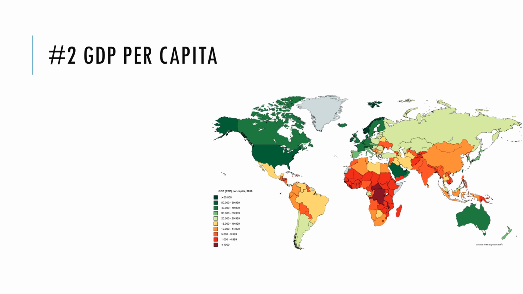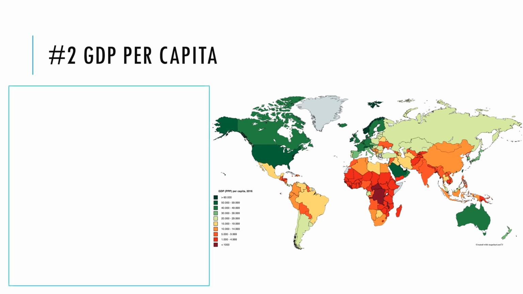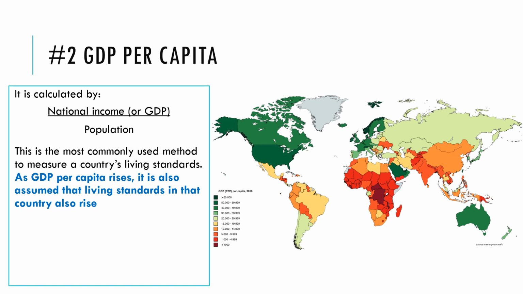Okay, our second indicator of growth is GDP per capita. This is calculated by taking the GDP, the national income, and dividing it by the population, so saying how much is being produced per person. This is commonly used to measure a country's living standards. As the output per person rises, you could assume that there are more goods and services for each individual within that country, and so living standards should rise. Economists might prefer this measure of economic performance and growth as it's per person and takes into account changes in population size that GDP by itself doesn't.